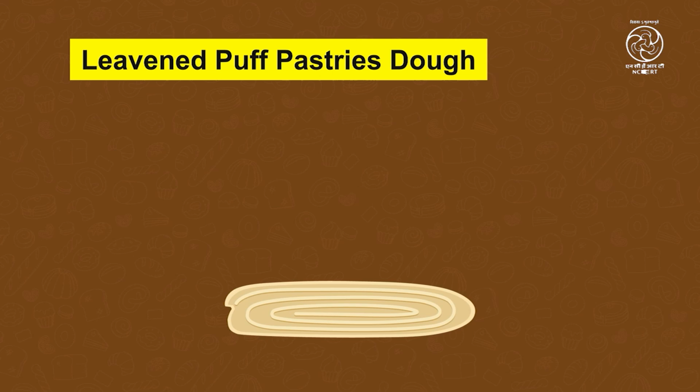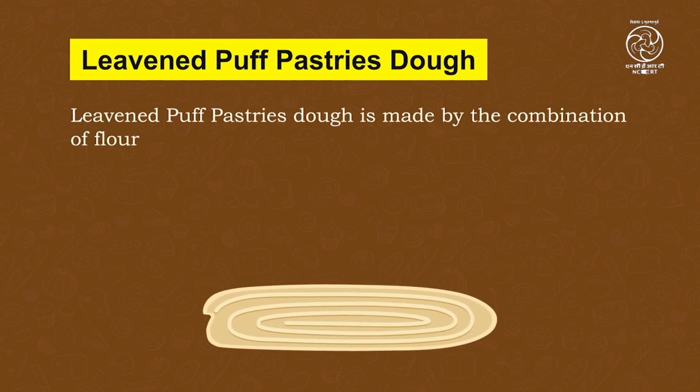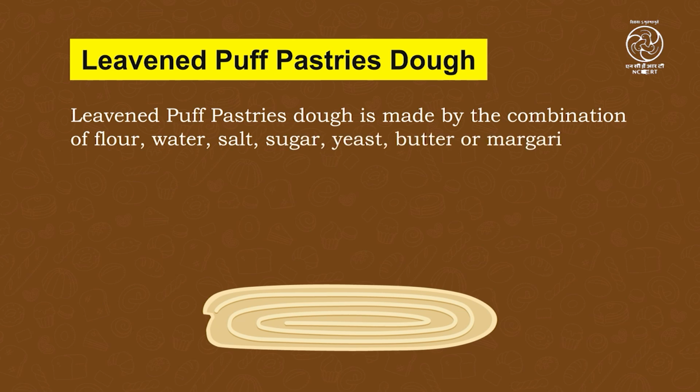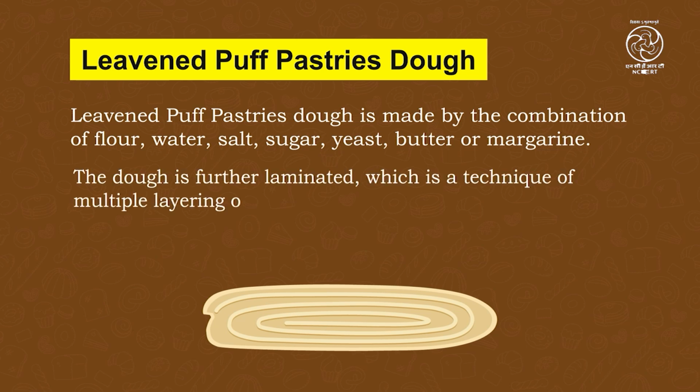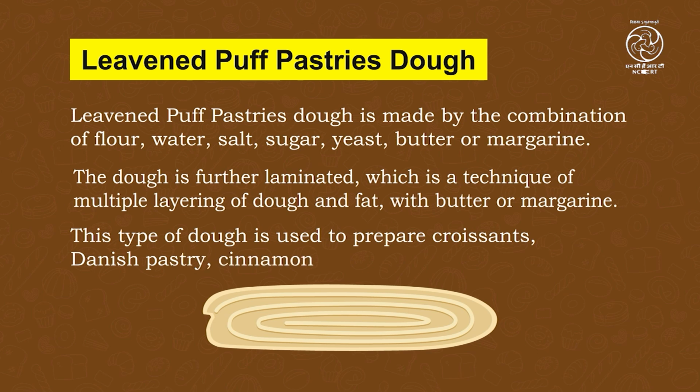Fourth is leavened puff pastry dough. Leavened puff pastry dough is made by the combination of flour, water, salt, sugar, yeast, butter or margarine. The dough is further laminated, which is a technique of multiple layering of dough and fat with butter or margarine. This type of dough is used to prepare croissant, Danish pastry, cinnamon roll, etc.